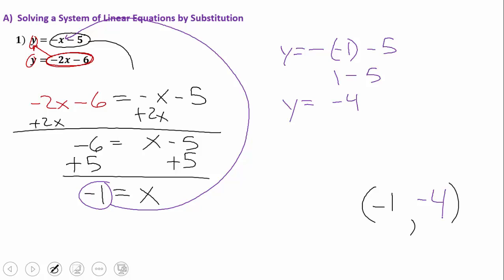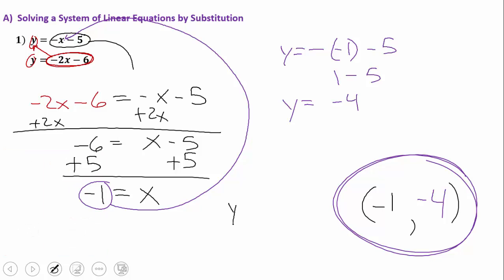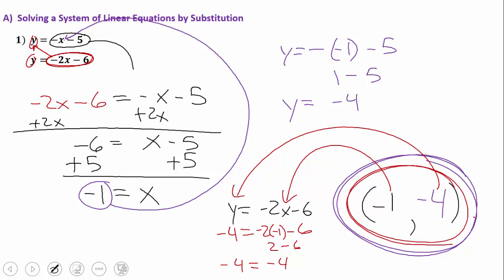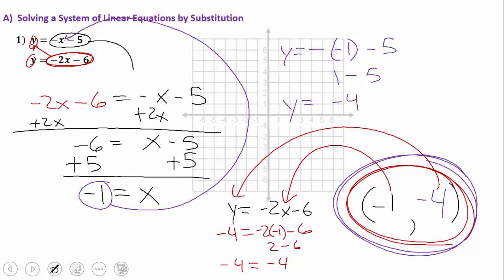Okay? Since I put that into the top equation, I can double check this solution in the bottom equation, y equals negative 2x minus 6. I'm going to substitute in negative 1 for x and negative 4 for y. So negative 4 equals negative 2 times negative 1 minus 6. Negative 2 times negative 1 is positive 2. Positive 2 minus 6 is negative 4. So negative 4 equals negative 4. Voila. It's good. The ordered pair solution, negative 1, negative 4, is the answer.